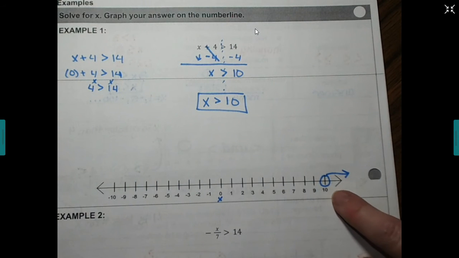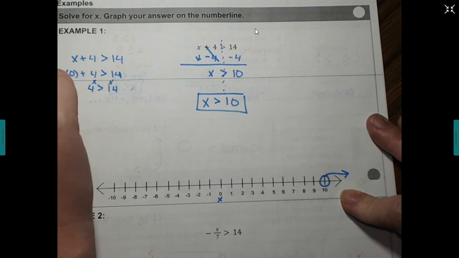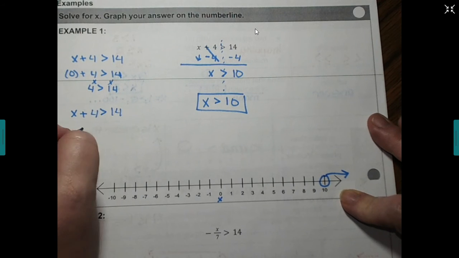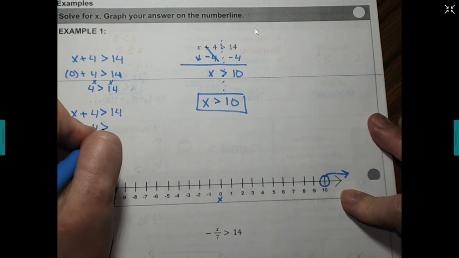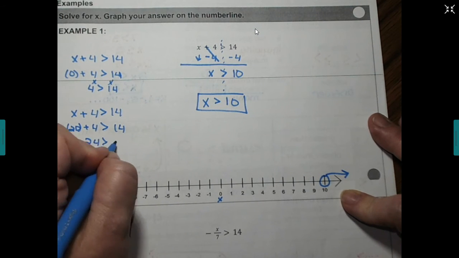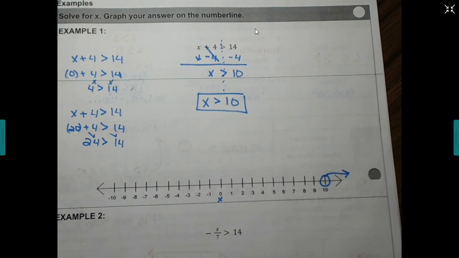Let's try to think of a number bigger than 10 we could try. Let's try 20. So x plus 4 is greater than 14. 20 plus 4 is greater than 14. 24 is greater than 14. That is a true statement. 24 is greater than 14. So that actually checks out.